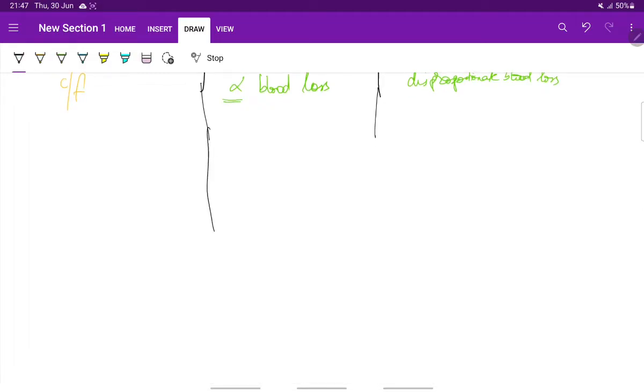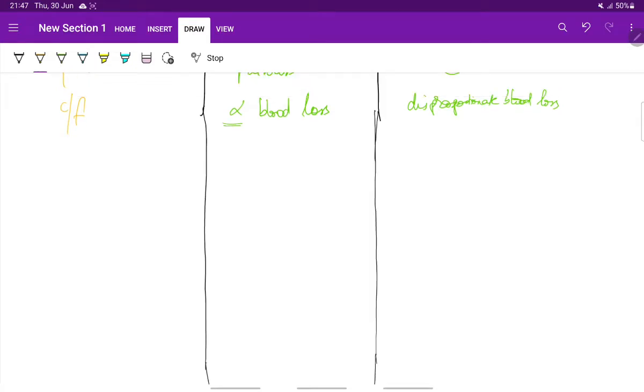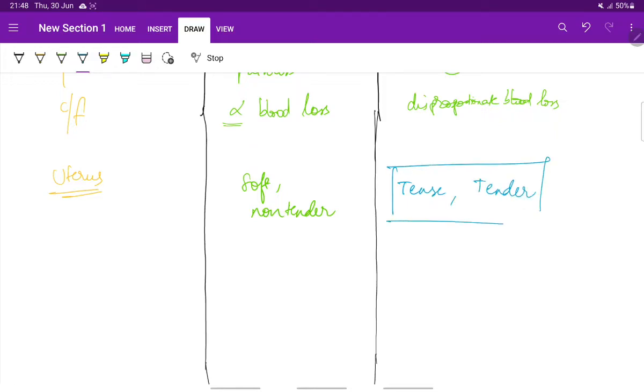Next is about the uterus. The uterus in case of placenta previa is soft and non-tender, whereas in case of abruptio placentae, the uterus is tense and tender. This is a very important point to differentiate between the placenta previa and the abruptio placentae. In placenta previa, the uterus is soft and non-tender, whereas in case of abruptio placentae, the uterus is tense and tender.